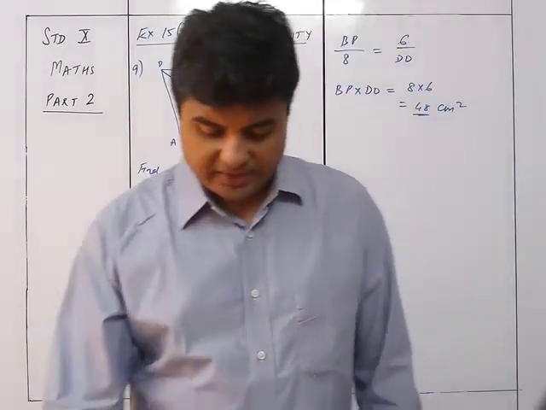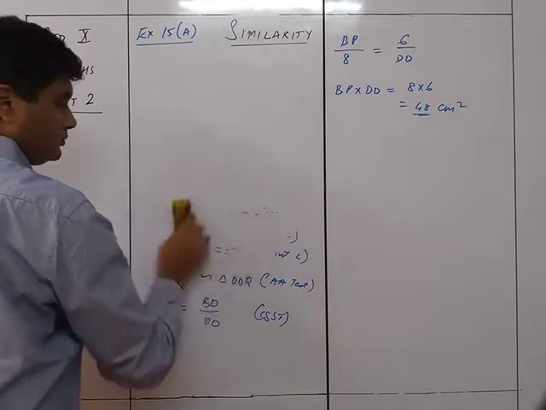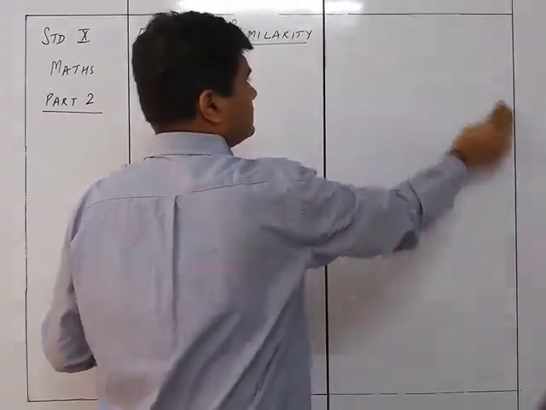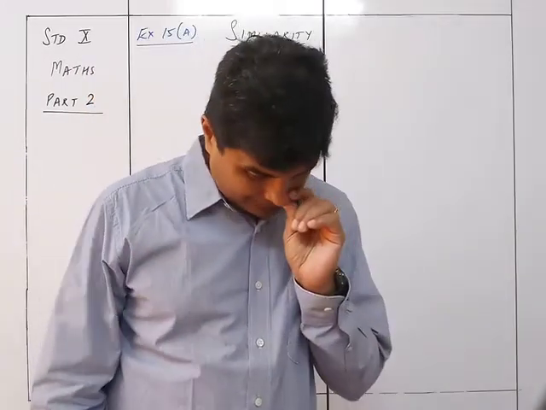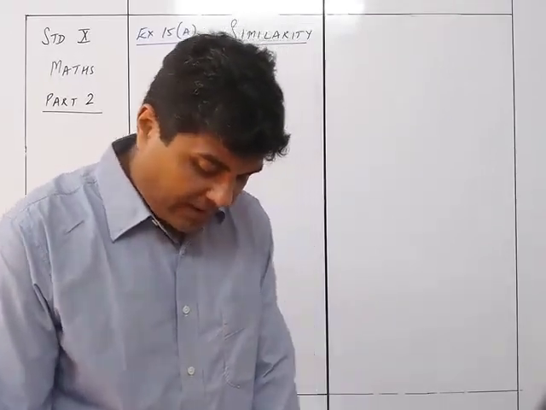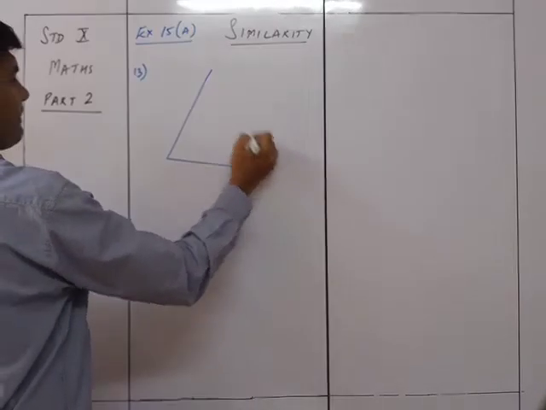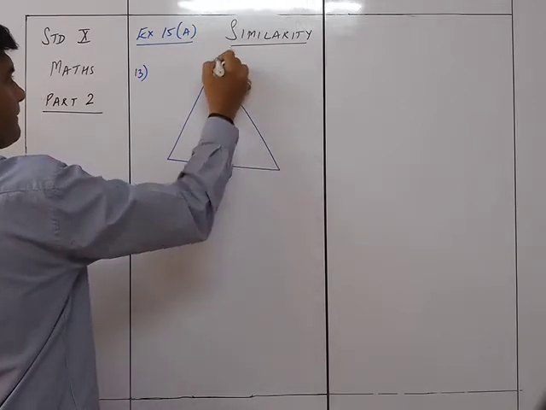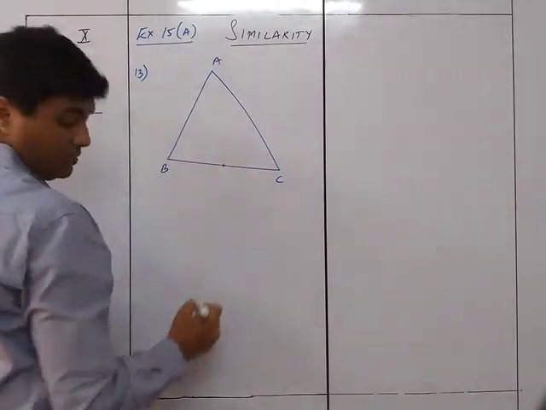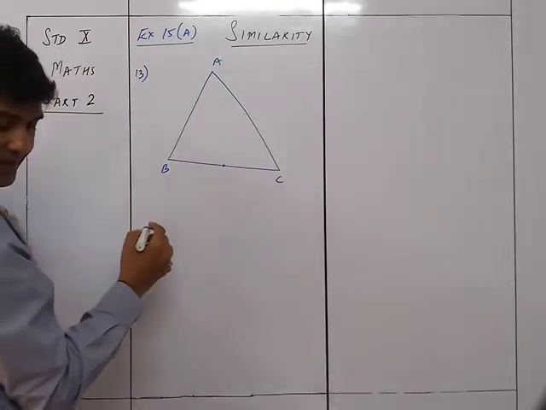We move on to sum number 13. D is the point on the side BC of a triangle ABC, such that, so it is triangle ABC, D is a point on BC such that angle ADC is equals to BAC. Okay.